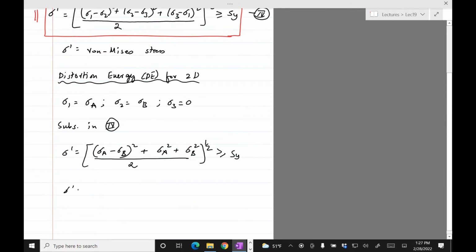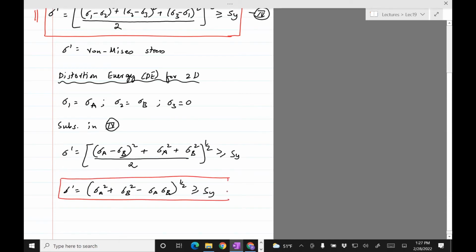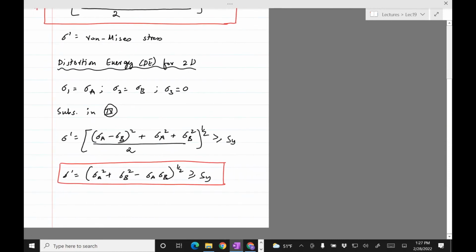And so I'm going to just simplify this. Sigma prime equals sigma A squared plus sigma B squared minus sigma A sigma B, the whole raised to half, is greater than Sy. Okay, so if we plot, just like we plotted before the maximum shear stress theory, on the sigma A, sigma B plane, where sigma A is on the x-axis, sigma B on the y-axis, then it follows this equation.